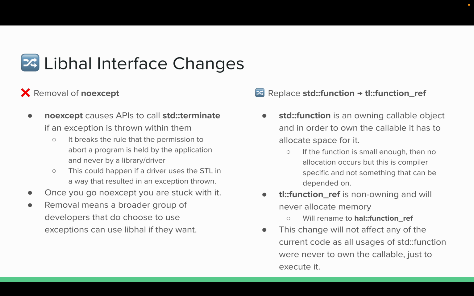Let's say they're implementing their own APIs, their own interfaces. They can throw exceptions if they want to, if that's how they want to propagate their errors. The other libraries may not do so, but at least this one could. So this makes it broader for a certain set of developers, specifically those who aren't working on microcontrollers, but on gigantic embedded machines with lots of resources, where resources are not a problem. So that is the removal of no except.